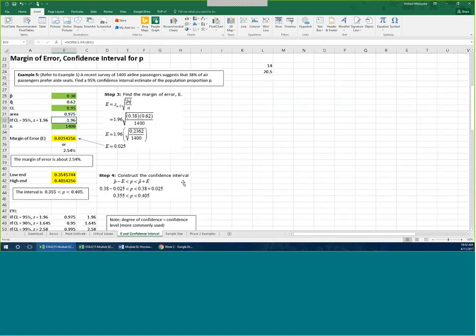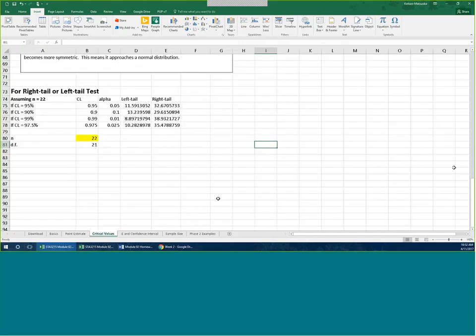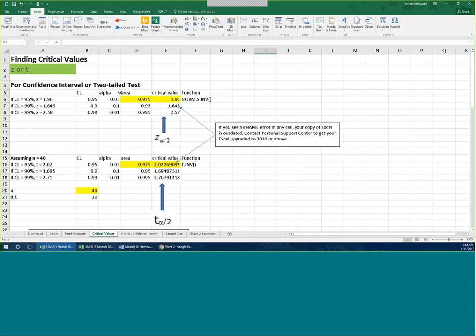So for the proportion, I'm telling you that the critical value is Z. So you look for Z, which is this section right here. I have already calculated the most common critical values for you, so 95%, 90%, or 99%. If you change these numbers, they will update themselves. So for 0.95, the critical value is 1.96. If the confidence level is 90%, it's going to be 1.645. If it's 99%, it's going to be 2.58. By the way, if you see errors here, that means you have an older version of Excel, so you have to call up personal support to get your copy of Excel updated.